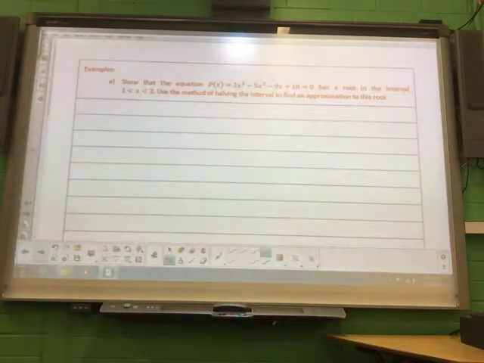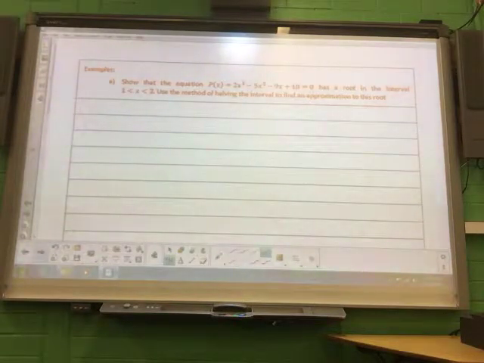So, an example of the questions they like to ask: we need to show that the equation P of x has a root in the interval between 1 and 2. They're asking you to show that there must be at least one root between these two numbers. Then once we have established that there is a root in the interval, we need to use the method of halving the interval, this technique, to find an approximation.